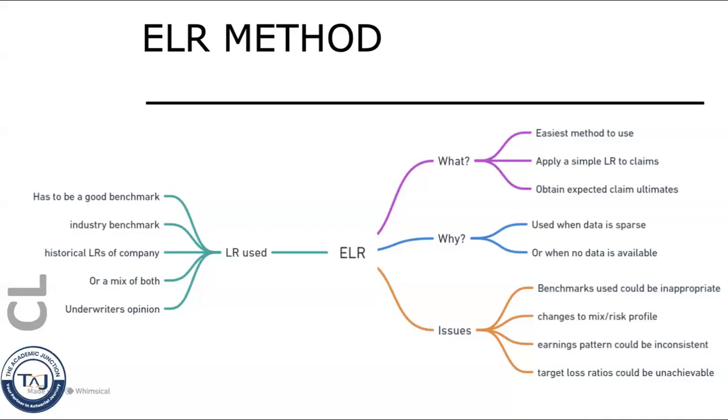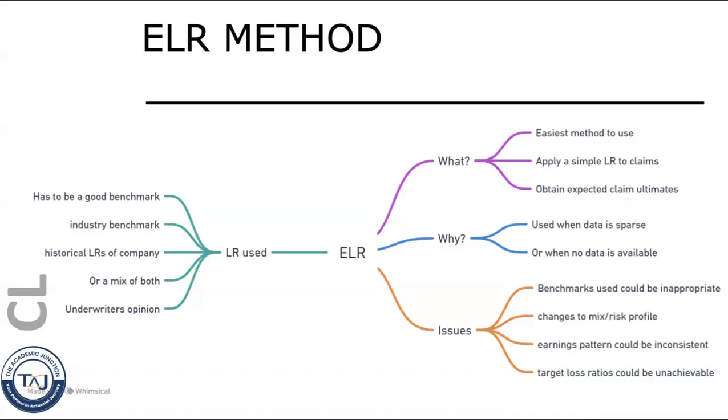So coming back to issues. The main issue is with respect to the benchmark. The benchmark used could be inappropriate. You could be using one loss ratio figure and that loss ratio figure might have no connection with what your portfolio loss ratio is going to be, which means that the reserve that you arrived at is absolutely incorrect. A second one is the more important and more widely seen issue, which is that your risk profile and your portfolio mix could be wildly different from the mix that your benchmark has.